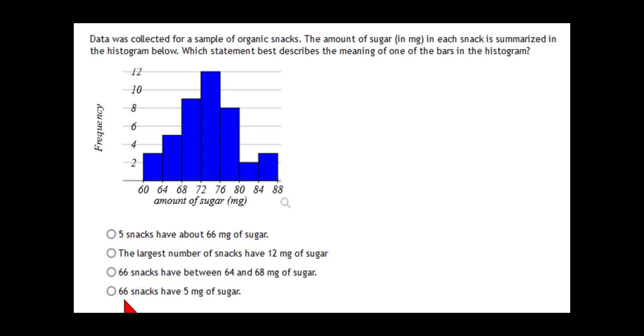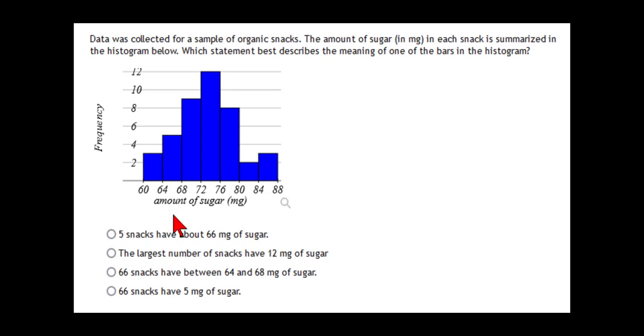And the last choice, 66 snacks have 5 milligrams of sugar. Well, if we look at the horizontal axis here for the amount of sugar, we see that the amounts of sugar start at 60, go up to 88. 5 milligrams of sugar is not represented in these numbers. 5 milligrams would be way down over to the left of these numbers. So this is not representative of any of the amounts of sugar in any of these candy bars.